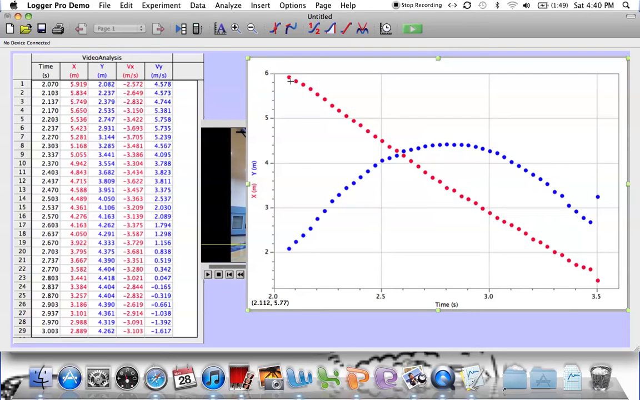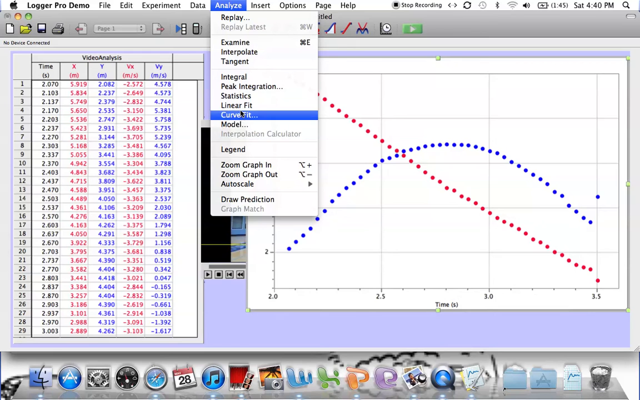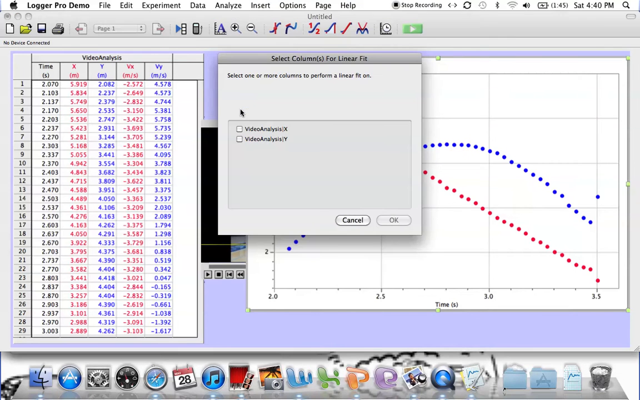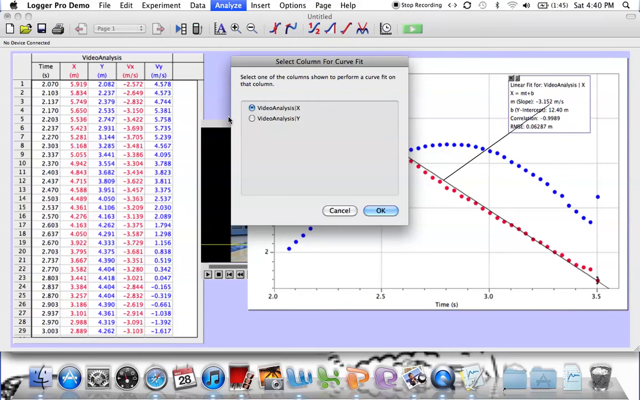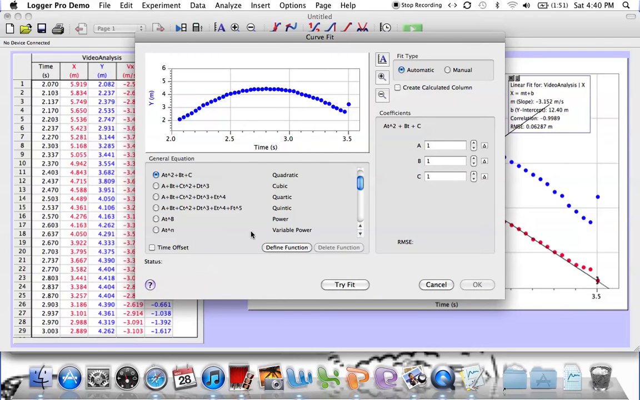So to do that, we have our graph of position here. Our x coordinate is in the red, and our y coordinate is in blue, and their positions are based on time. Time is our x-axis. So to get a good fit, we're going to go to Analyze. For our x coordinates, we're going to analyze linear fit because it's a line. Video analysis x. Go ahead and analyze that. Look at this later. Now for our y coordinates, we're going to analyze curve fit. Video analysis y. Okay. Now this is a little more complicated.